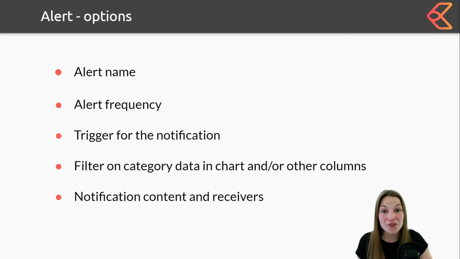There are multiple options for alerts, like the alert name. You can also choose how often the alert needs to run, for example, every hour. You can choose a trigger of the notification, like when a specific value for the sales target is reached. And you can also add extra filters on it. For example, you have a bar chart with sales values for multiple countries. Then you can say, I only want a notification for Belgium. And last but not least, you can also define the content of the notification and who needs to receive it.